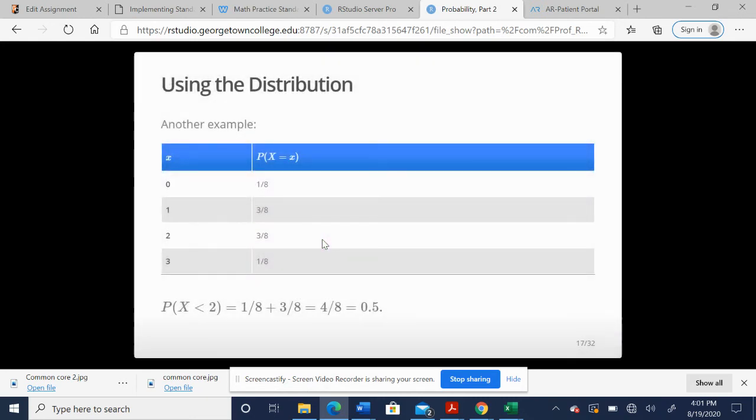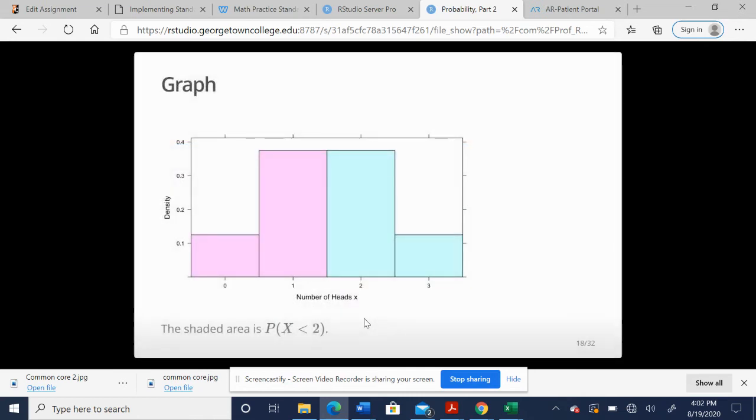Okay, so let's look at another example. What about the probability that the number of heads from a 3-coin flip is less than 2? What would that include here? It couldn't include 2 because it doesn't say equal to. So it includes 0 and 1, which is a combination of 1/8 plus 3/8, 4/8, or 1/2, 0.5. Again, there's my graph. The shaded pink area here represents the probability of 0 or 1 as an outcome. It excludes 2 and 3 as an outcome.